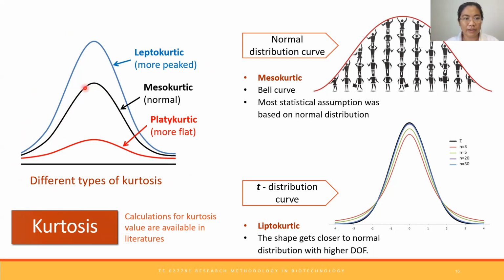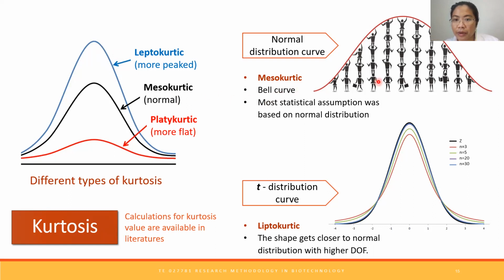If the data is normally distributed, it's called mesokurtic. If it is more flat, it's called platykurtic, and if it is more peaked, like the blue graph here, it is called leptokurtic.